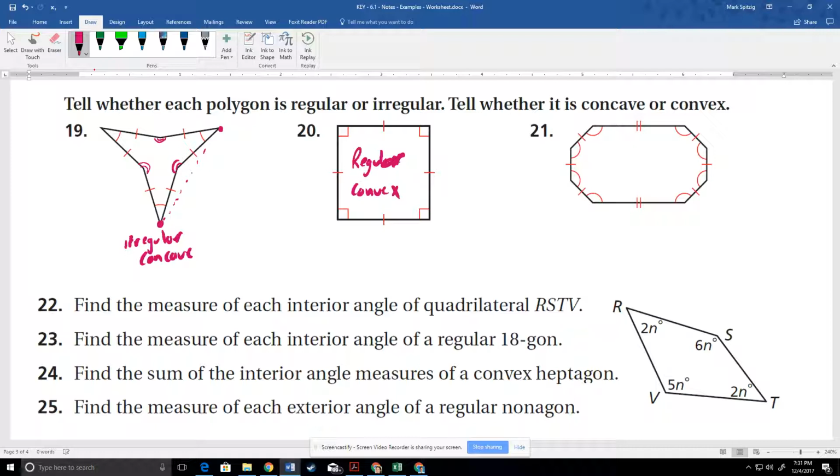Same thing with this one. I can't draw any diagonals that go outside here. So this one is going to be convex. And it's almost regular. All the angles are congruent and most of the sides are the same, but it's these two long sides. So in this case, we're going to say irregular.